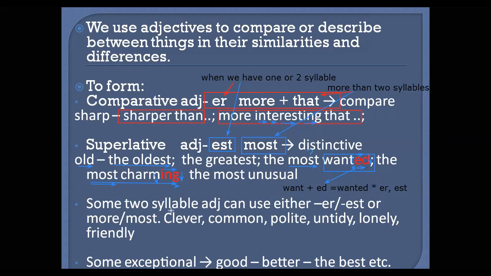Some two-syllable adjectives can use either er or est. Some, not all of them. A lot of them, almost half. For example, clever. We can say cleverer, or we can say more clever. Politer, or we can say more polite or most polite. Either way, you can use those.